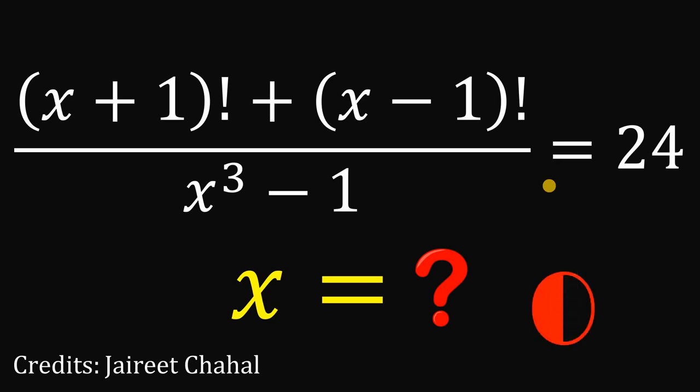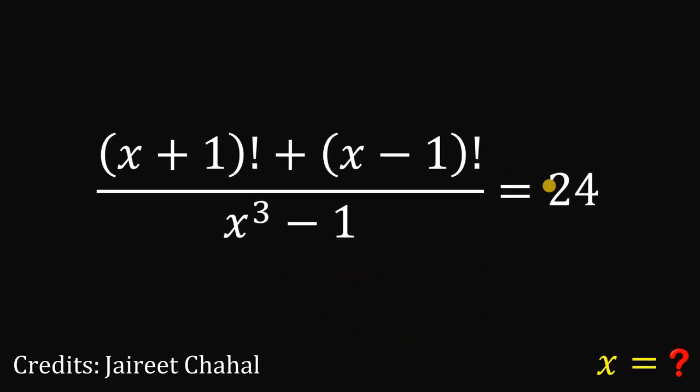And now, let's answer this question together. Alright, so our goal in this question is to solve for the value of x that satisfies this equation: (x plus 1)! plus (x minus 1)! all over x cubed minus 1 equals 24. Now, to answer this question, of course, we will use the concept of factorial.